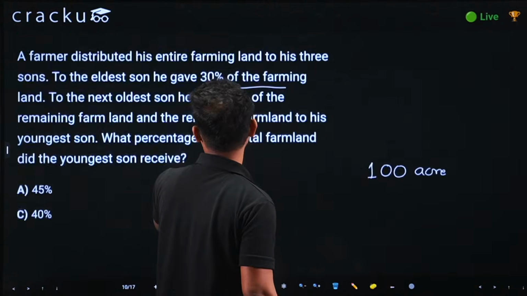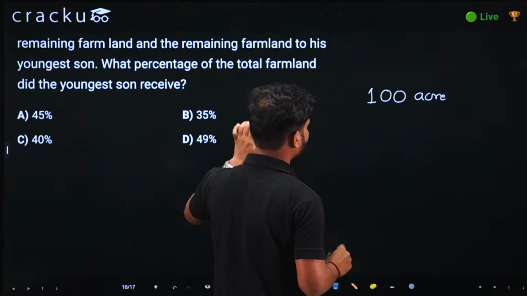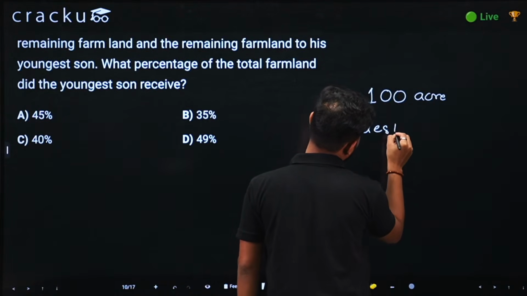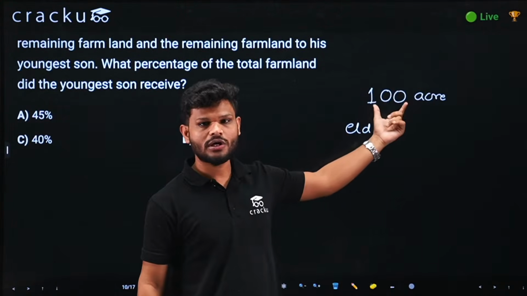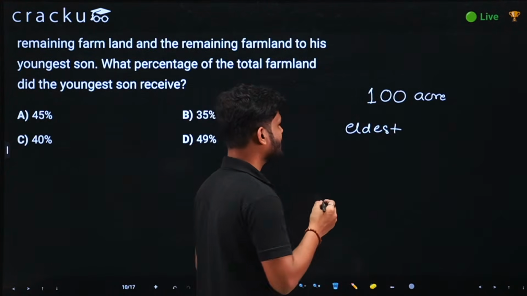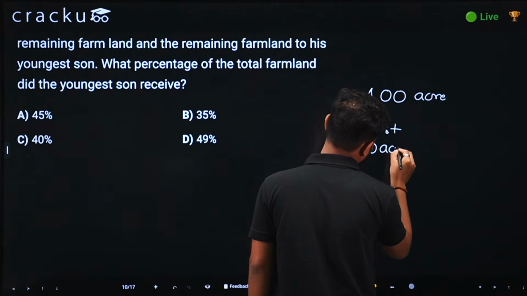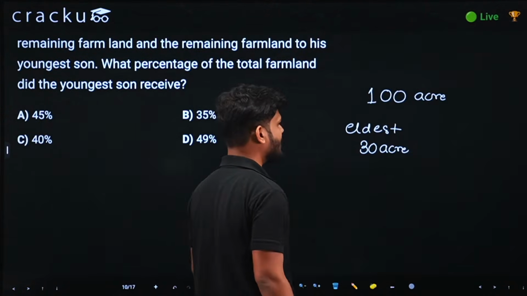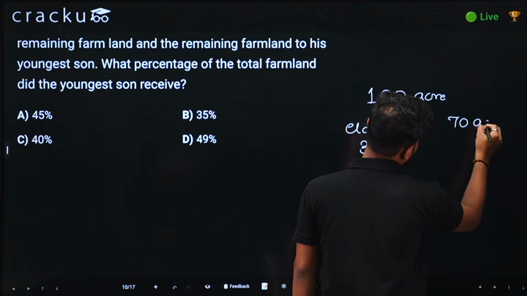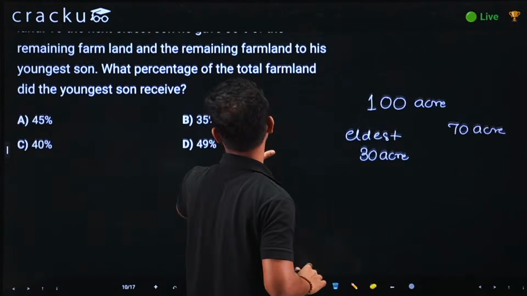Now to the eldest son, how much did he give? He gave 30% of the total farmland to the eldest one. So 30% of 100 is nothing but 30. So to the eldest son, he gave 30 acres. How much is remaining now? Remaining is 70 acres, right? Because he gave 30 acres to the eldest son, remaining is 70 acres.